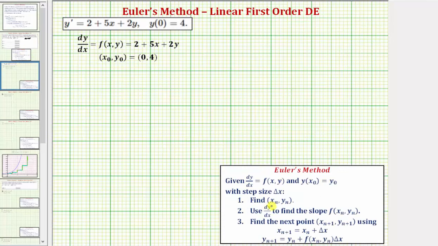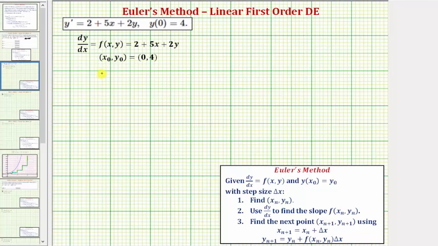So the first step is to find x sub n comma y sub n, which should be the point x sub 0 comma y sub 0 given by the initial condition. So because y of 0 equals 4, we know x sub 0 comma y sub 0 equals 0 comma 4. Next we want to find the slope at that point, which would be given by f of x sub 0 comma y sub 0, or in our case, f of 0 comma 4.